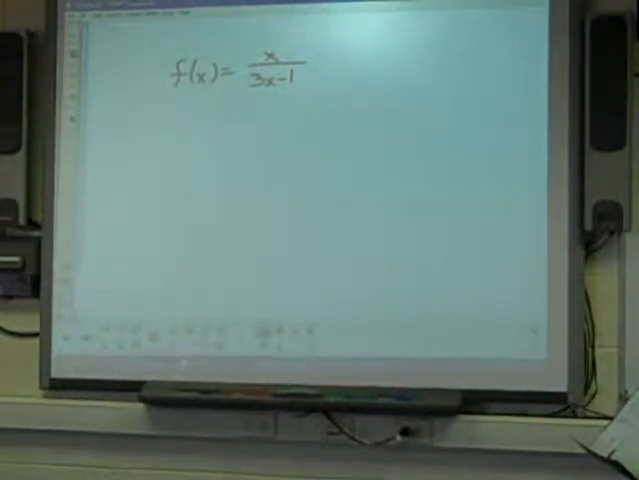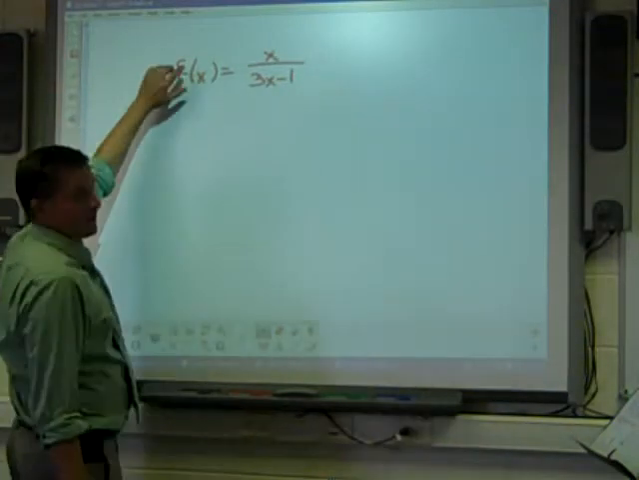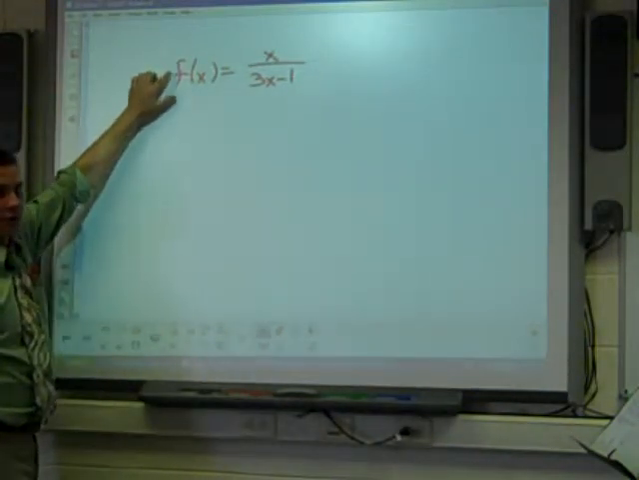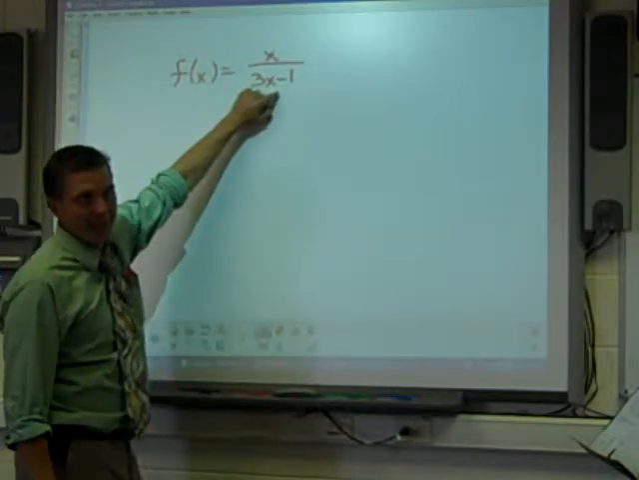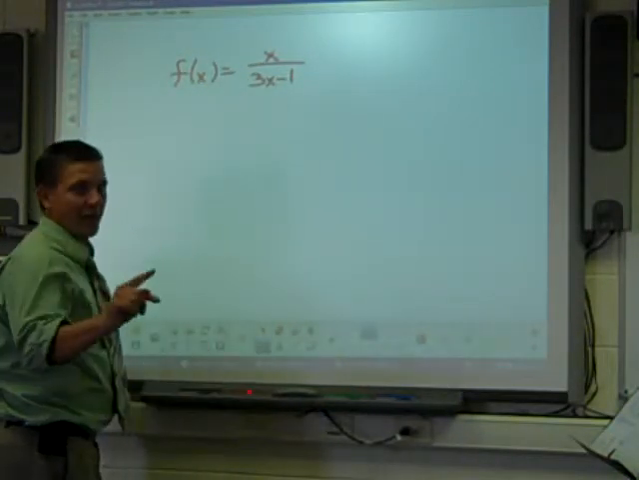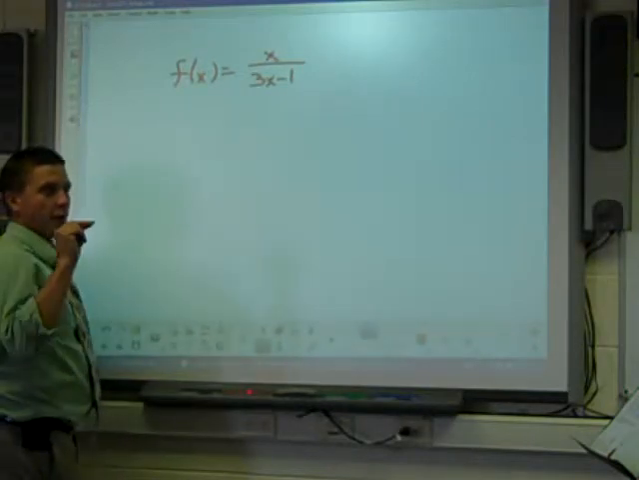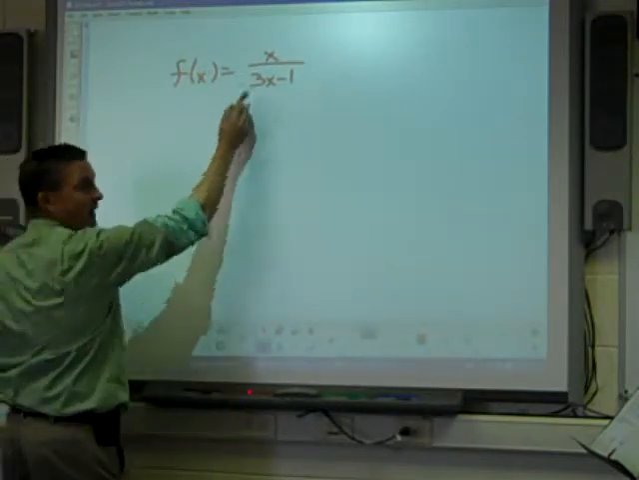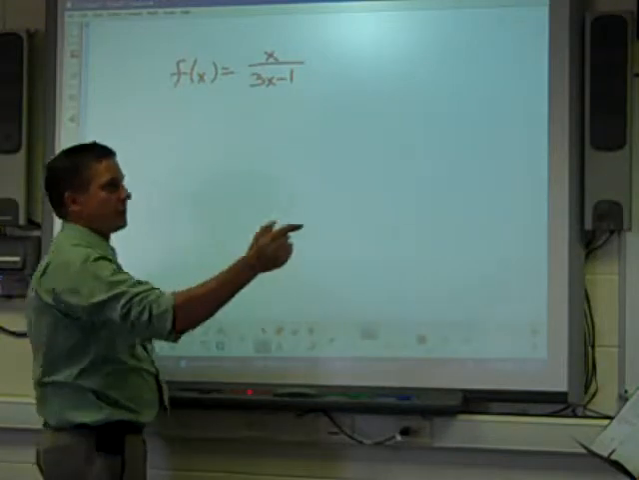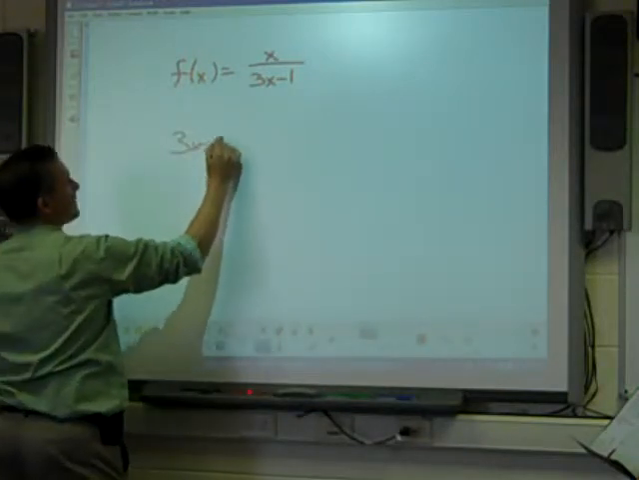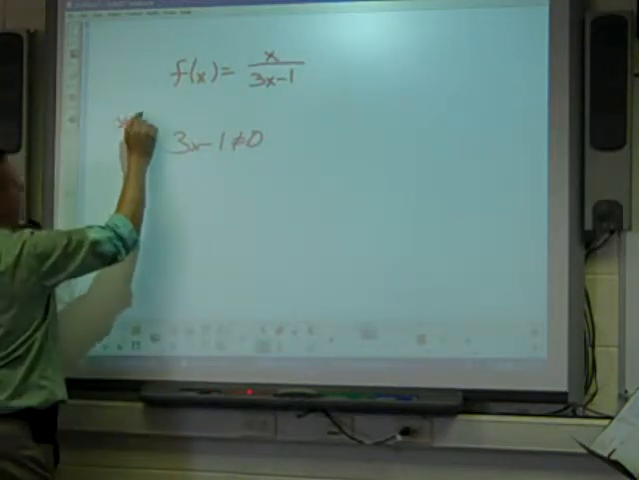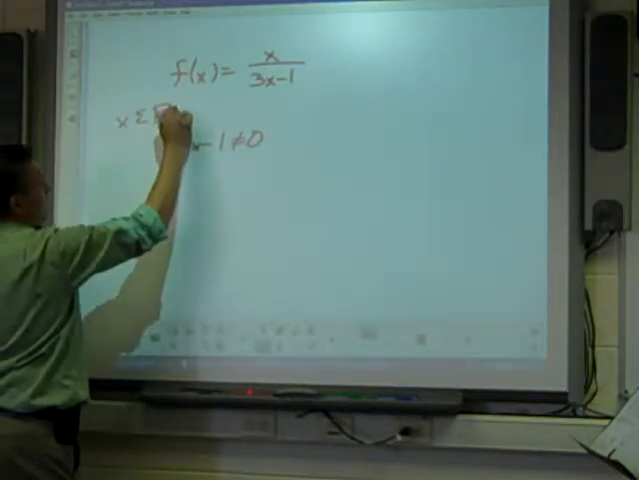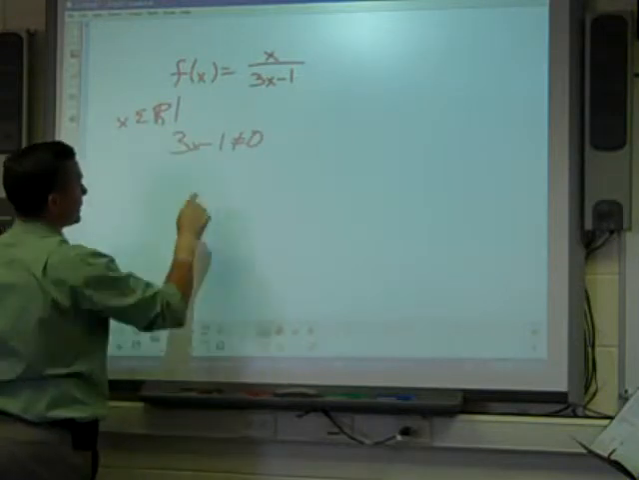You can sit there. All right, so we're going to cover range and domain. This is f of x. It is a rational function, do we agree? Yes, because it has a polynomial on top and a polynomial on bottom. We know for rational functions that they're defined for all reals except where the bottom polynomial equals 0. So 3x minus 1 cannot equal 0, and we know that x is an element of reals outside of this condition.